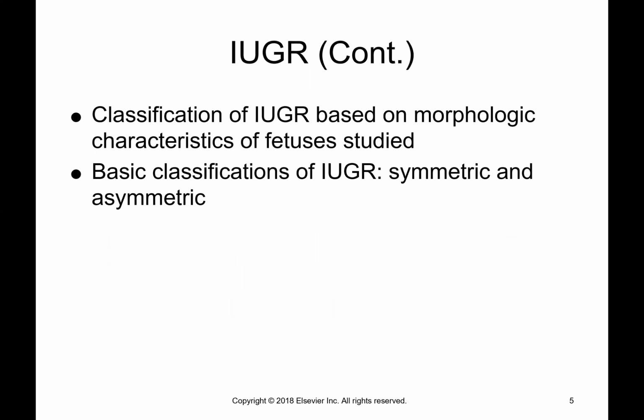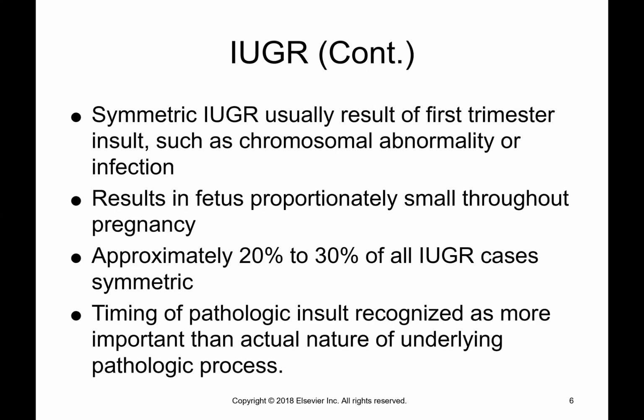The classification of the IUGR is based on the morphological characteristics of the fetus studied. There's two types that we really look at. It's symmetric and asymmetric. Now, symmetric IUGR usually occurs in the first trimester. And it's from a chromosomal abnormality like triploidy, part of a molar pregnancy, which we learned about a little bit ago, or an infection like parvovirus or toxoplasmosis, one of those infections that can cause growth restriction. And what's going to happen is the baby is just going to be proportionally small throughout the whole pregnancy. So the head, the belly, and the femur are just going to be small. And this occurs in about 20 to 30% of all IUGR cases. Also, the timing of the pathological insult is recognized as more important than the actual nature.